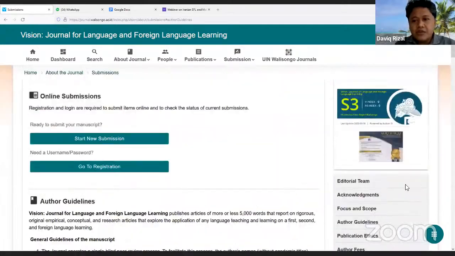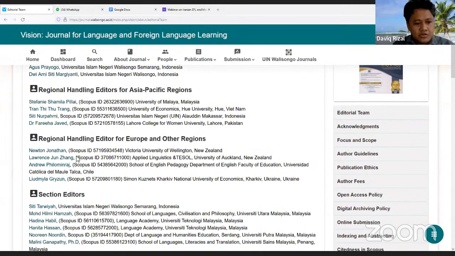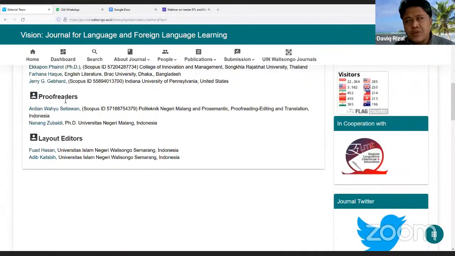I'm the chief editor of this journal, and the managing editor is Agus Prayogo. Now he is in Australia, and then Dwi Arni. These are also some of the editors, and we have proofreaders too. Authors have the service of free proofreading. We hire professional proofreading. So if your article is in the reviewing process and you revise the manuscript, we will send your manuscript to our proofreaders, and it is free. We have three: Ardian, Wahyu Setiawan, Nanang, and also Reza Kafipur. We have three proofreaders.